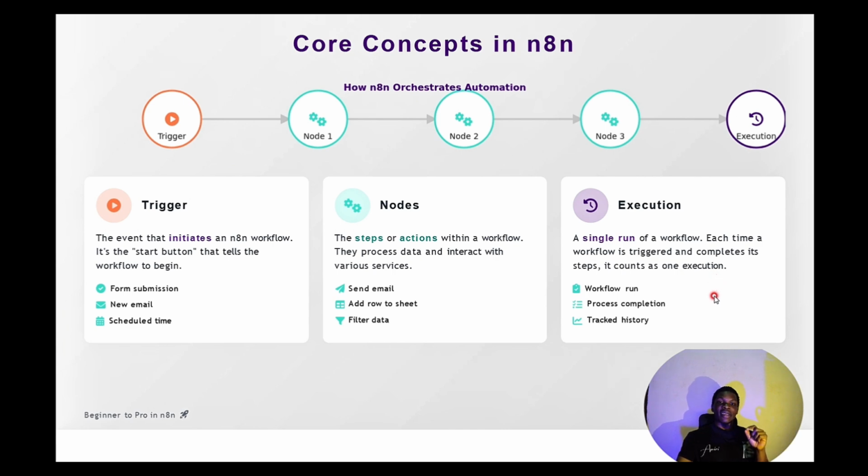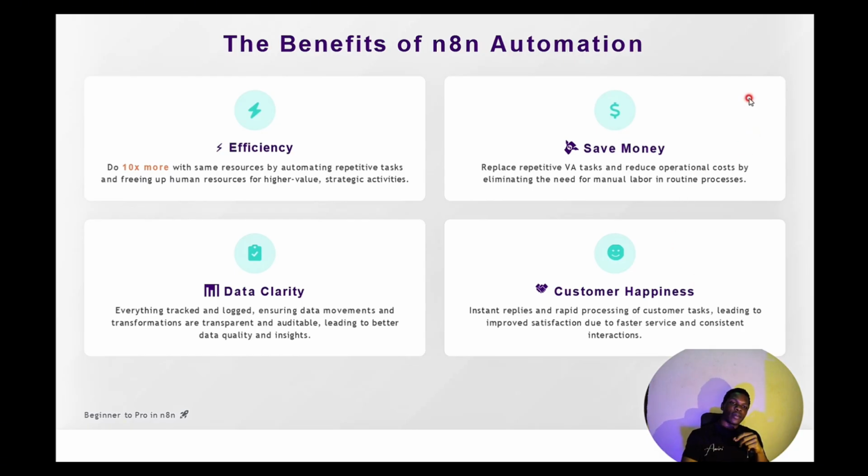So execution is a single run of a workflow. Each time a workflow is triggered and completes its steps, it counts as one execution. So in n8n, you have your workflow run, you have process completion, and you have your logs or tracked history, where you see how your previous execution worked. And maybe if it failed, you will see exactly why and where it failed, and you can immediately ask the AI assistant and it will guide you or provide help.